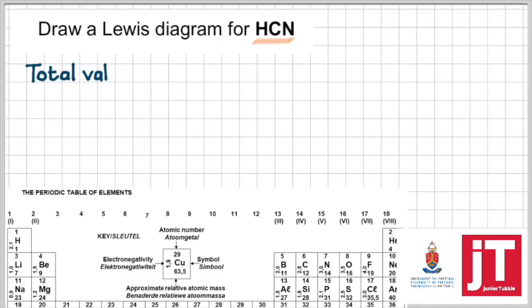So we again start off by determining the total number of valence electrons available to us. From the periodic table, we can establish that hydrogen has 1 valence electron, carbon has 4, and nitrogen 5, giving us a total of 10 valence electrons.